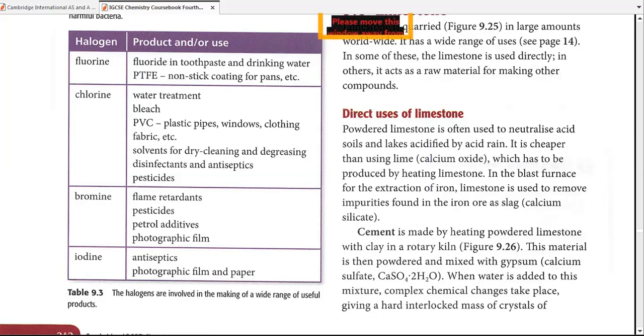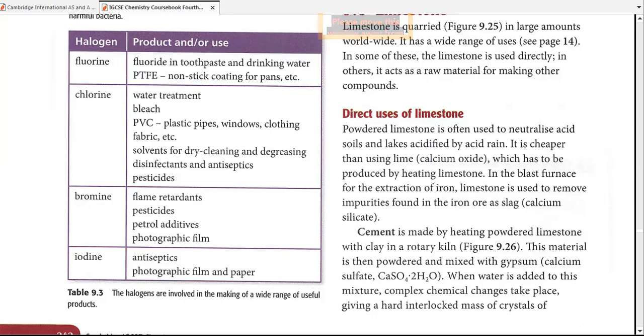Iodine is also used in photographic films. Once again, it's a revision from chapter number 7. We studied that if iodine is used in photographic films, it can give high quality photography, but there is one specific point to it.